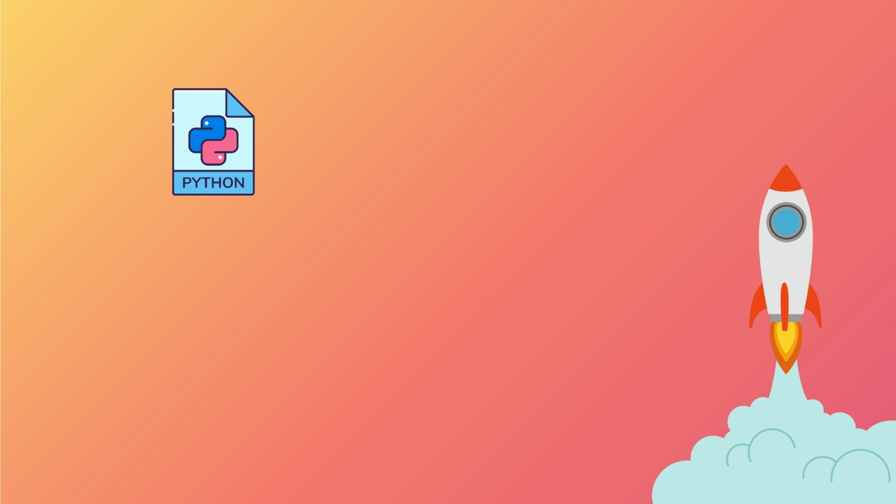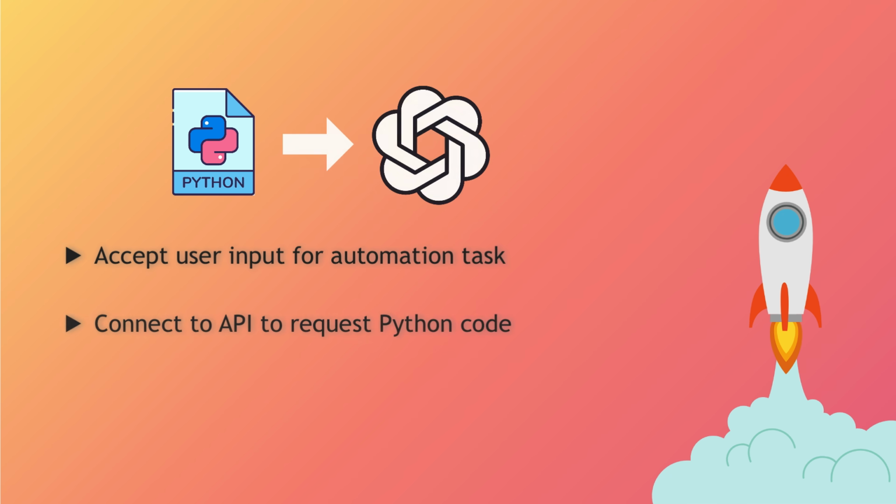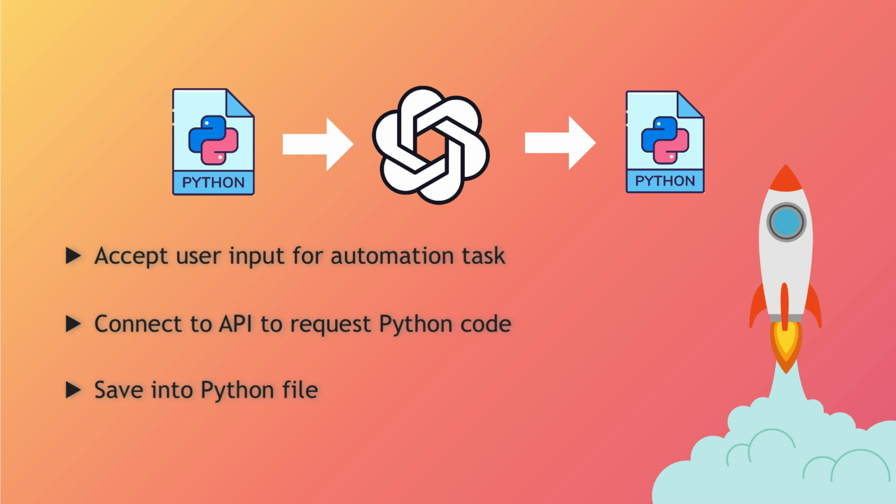So basically, we are going to write a Python program that will accept an input from us about the automation use case, and then go to ChatGPT and say, hey, give me a Python script for this automation use case. And then we'll save it into a separate Python file. I think it's a really cool thing to try out. And I hope you find it just as cool and exciting as I do. So let's get into it.